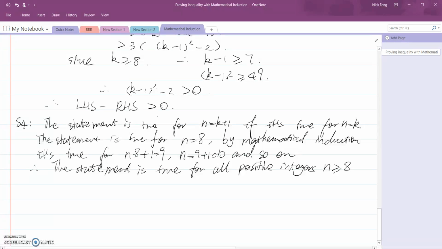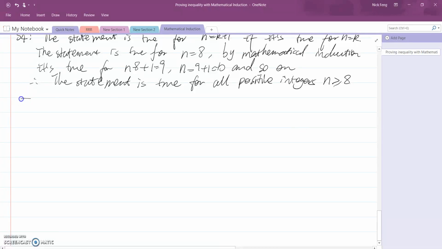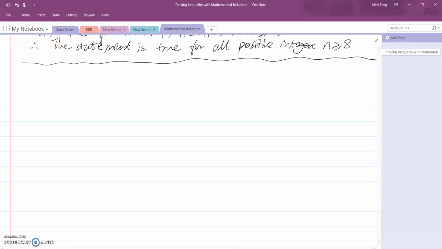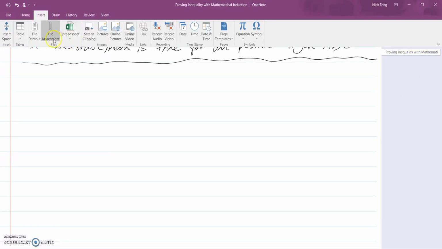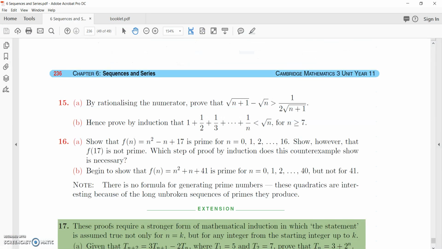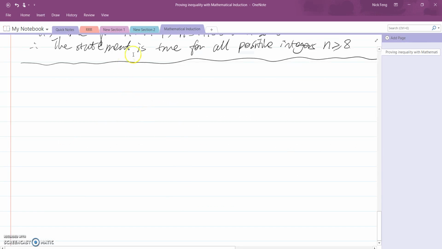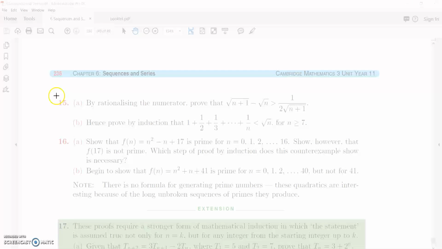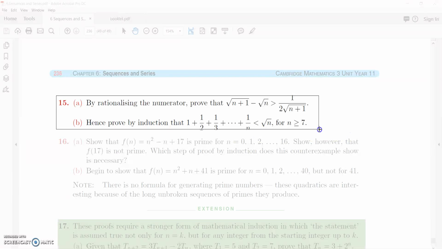Okay. Now, the next question is very, very challenging. This is towards the end question in the Cambridge exercise. I will copy that. So let's get something done first. Oh, no, that's not what I want. I want this. Insert. Question 15 in exercise 6N.